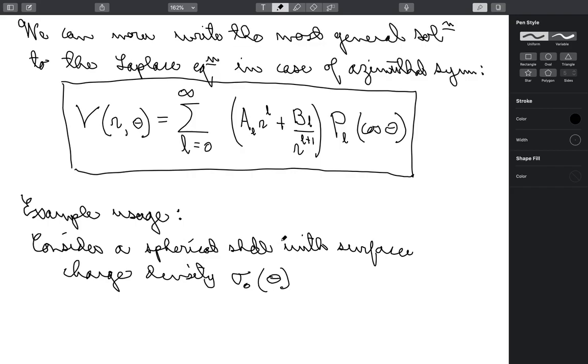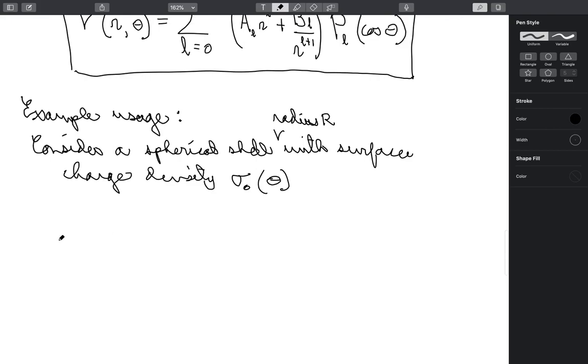Okay, and here the shell has a radius big R, just for notation. So what's the way to solve this? Well, we have different things inside and outside the shell. If we start inside the shell, that is for radii less than the big R, then what must we have?